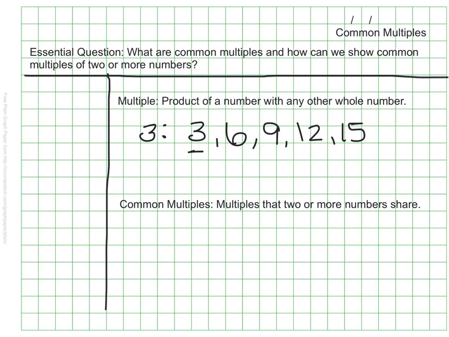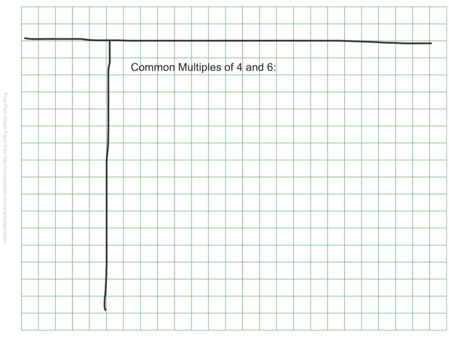Let's start by doing this with the multiples of 4 and 6. So I'm going to turn my page here to have a little more room. One way to show the common multiples of 4 and 6 would be by creating a couple lists. I'm going to write out a list of the first 10 multiples of 4. Please pause the video and make that list yourself as well.